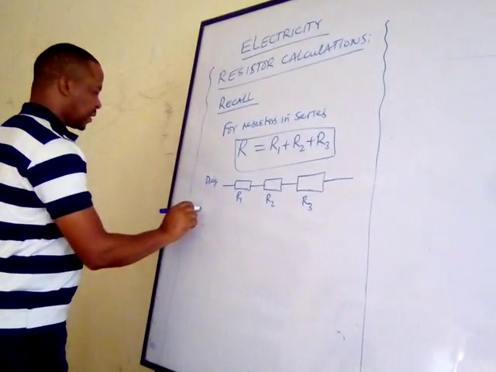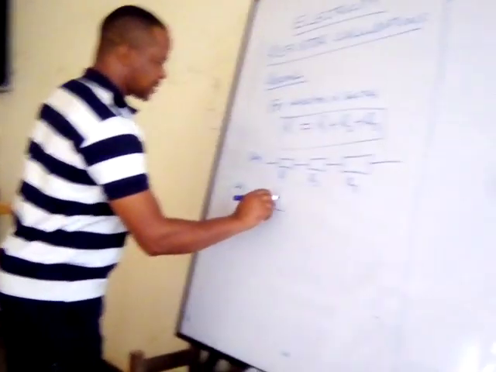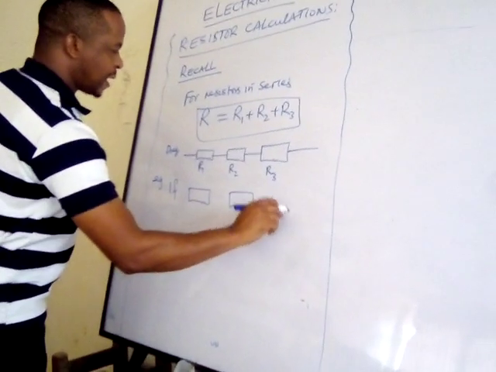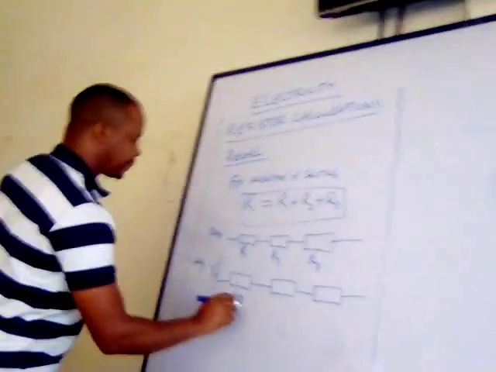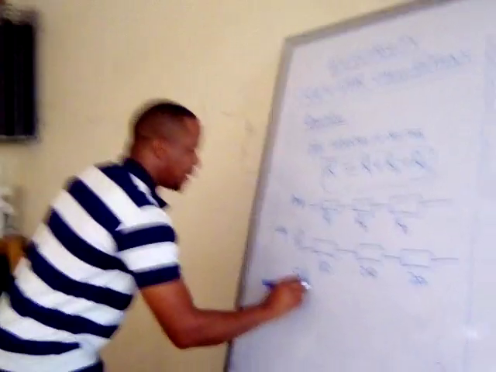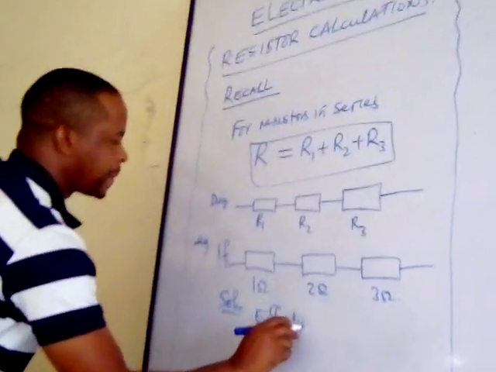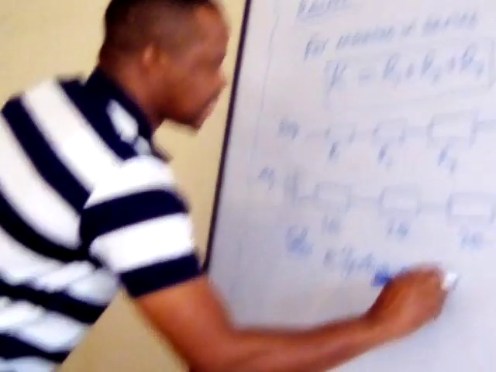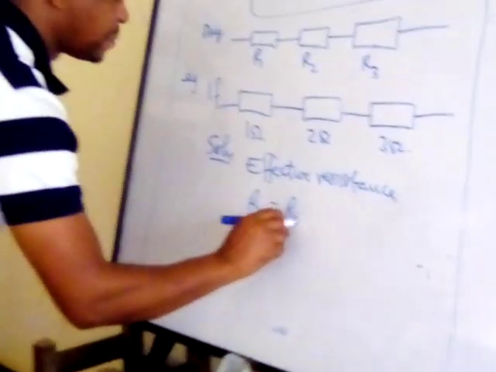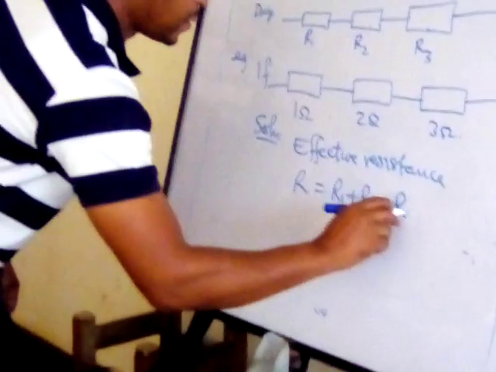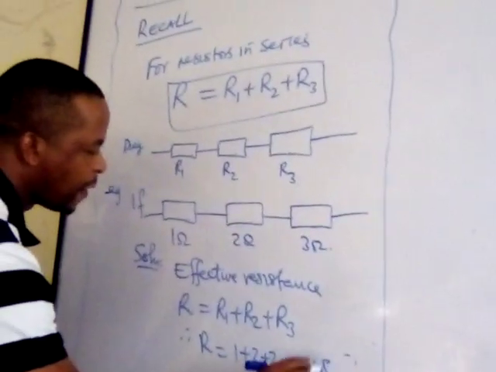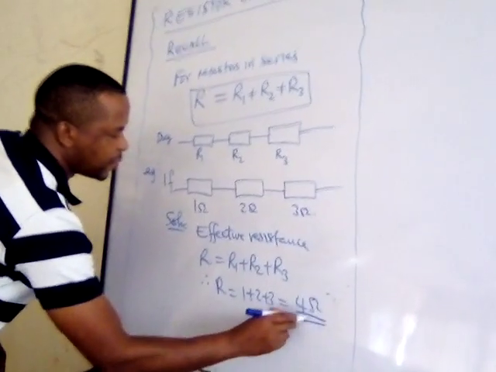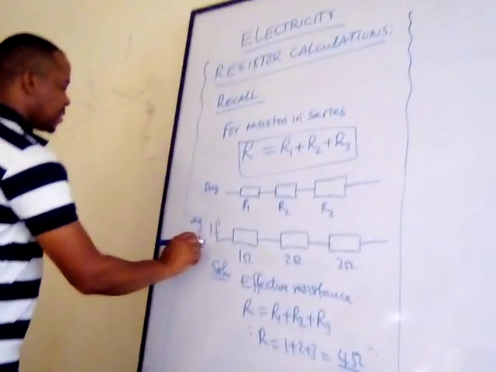Now, we can take an example that if I have three resistors, and the drawing is like this: 1 ohm, 2 ohm, 3 ohm. My effective resistance, which I can call R, will be obtained by adding these three different values. And therefore my R will simply be 1 plus 2 plus 3, which will give us 6. And you should not forget the symbol for resistance is an ohm.